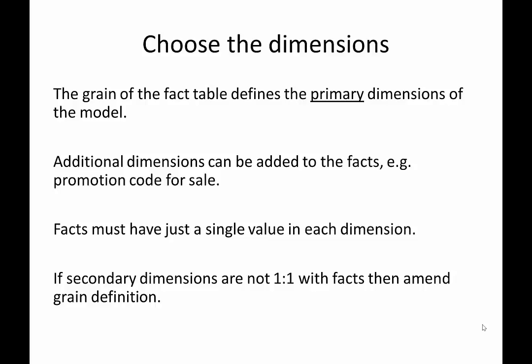Importantly, facts must have just a single value in each dimension. Think of this as a multi-dimensional scatter plot. That's the way I kind of think about it. To locate a point in a two-dimensional graph, you can only have one value for that point. Otherwise, you have to draw two points. So every fact must have just a single value in each dimension. And if you find that adding these secondary dimensions creates a situation where you have more than one value in a dimension for each fact, then you have to go back, reconsider your grain, reconsider your dimensions.